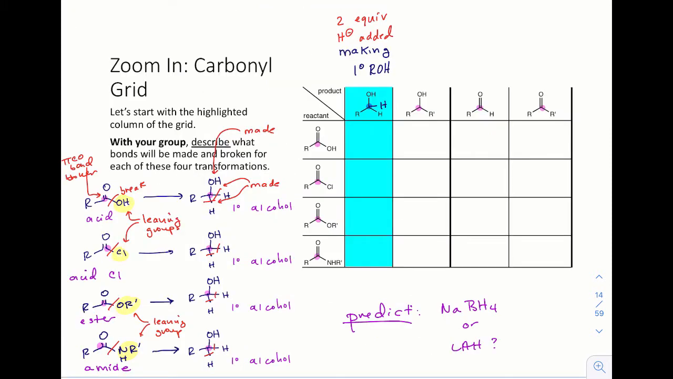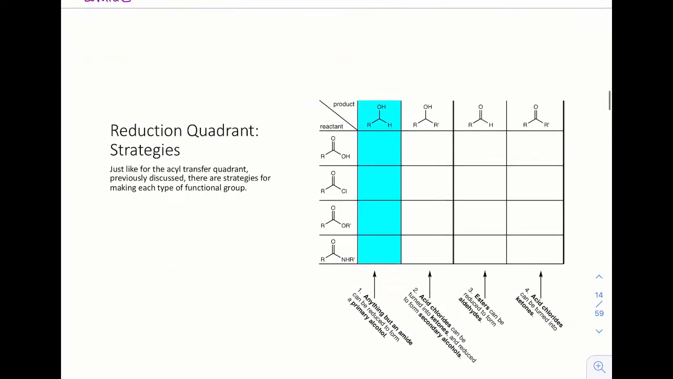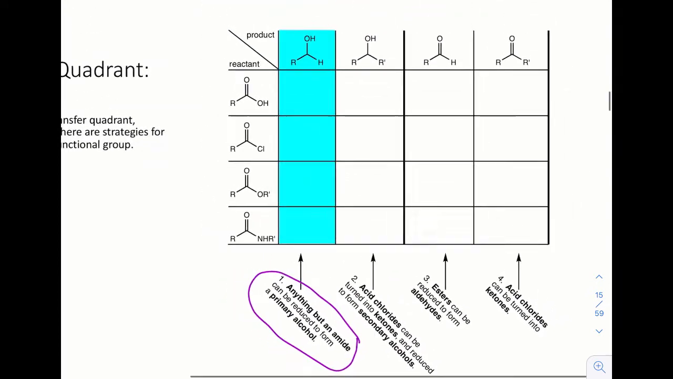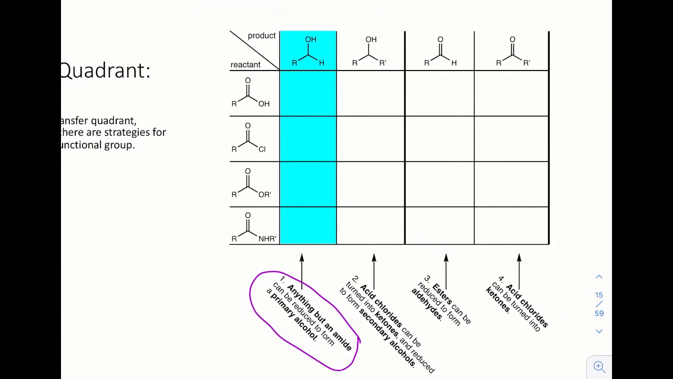Excellent. So the reduction quadrant will have strategies, just like we had strategies for the acyl transfer quadrant. And our first strategy for column number 1 is that anything but an amide can be reduced directly to form a primary alcohol. So there's going to be some direct way to convert these 3 functional groups, carboxylic acid, acid chloride, and ester, into primary alcohols. But the amide will not be direct, so let's just write not direct. Okay, and let's get started.